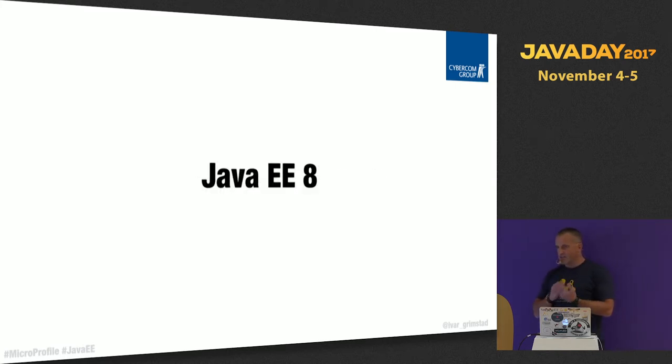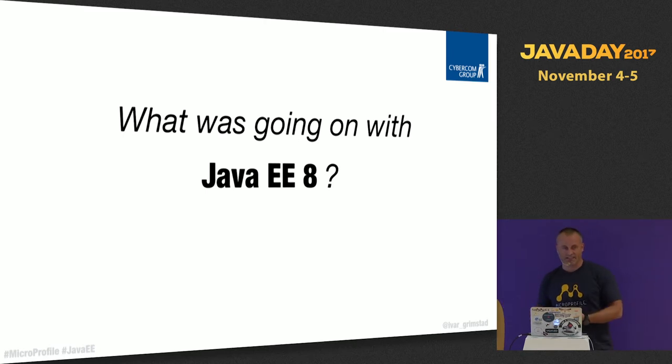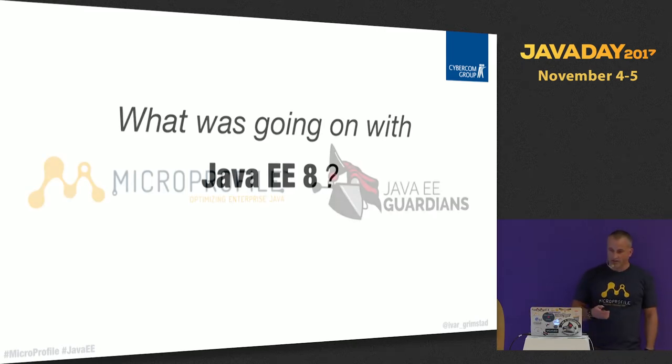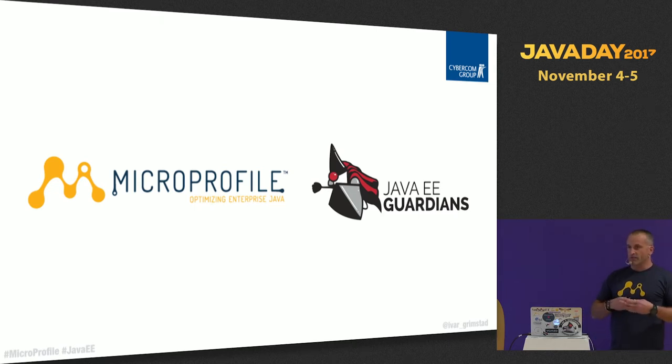Well, the reason we talk about Microprofile is Java EE 8, or actually what was going on with Java EE 8 in 2016. It's a bit late in the game, but there was a period of time where Java EE 8 seemed to be lacking the progress we wanted it to have. And out of this, two initiatives came out. We have the Microprofile Initiative and the Java EE Guardians. And these two initiatives show how strong this community is. When things weren't progressing as we wanted, the community reacted. And the goals of these two initiatives are the same. It's to move Java EE forward.